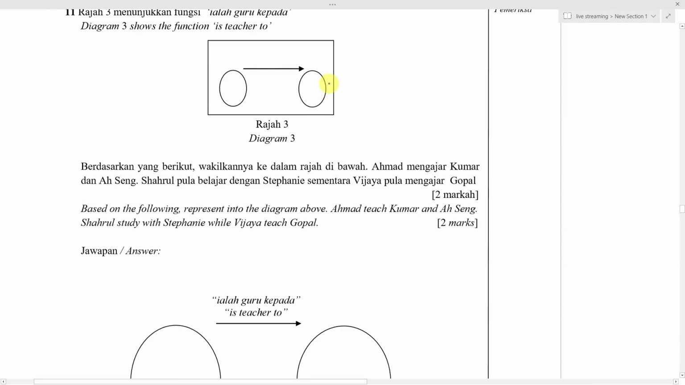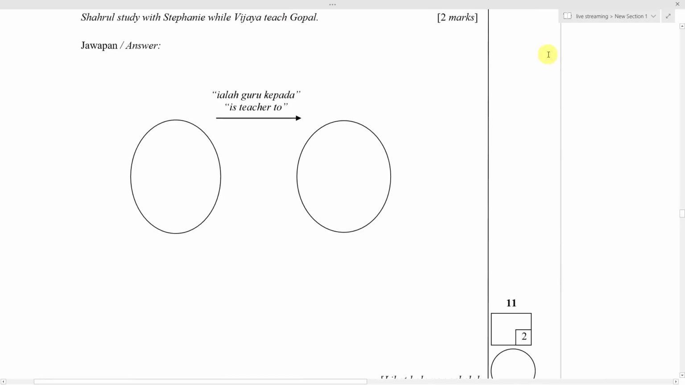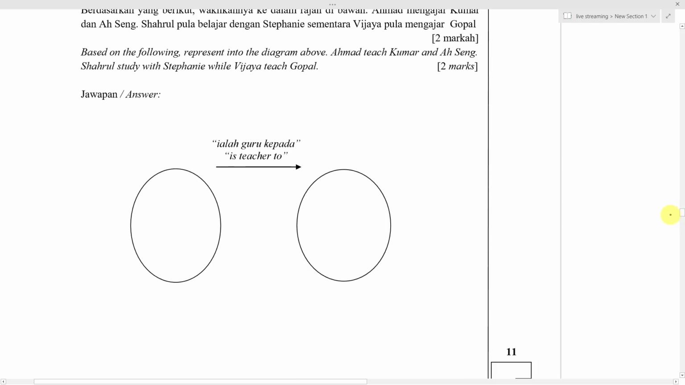Alright, so you have two Venn diagrams, one is the domain, one is the codomain, and this one is basically the teacher relation, and you see it at the bottom also. Over here we read the sentence carefully, because it's just 2 marks only. If I read the question carefully, it actually says Ahmad teaches Kumar and Aseng. So therefore I know basically Ahmad is the teacher to Kumar and is the teacher to Aseng.